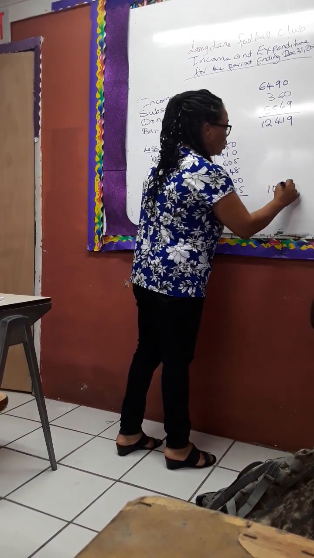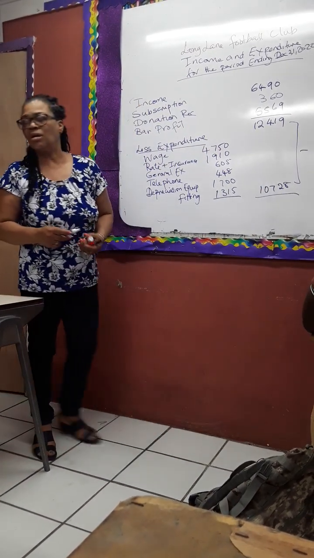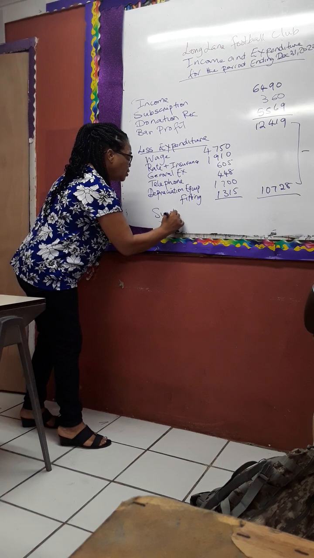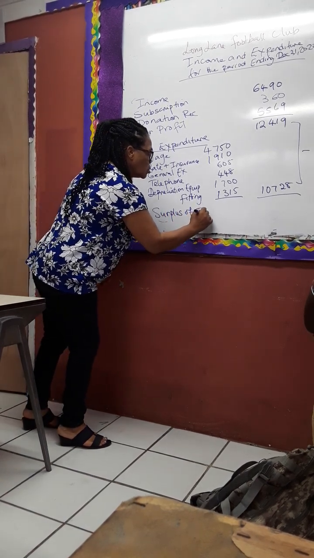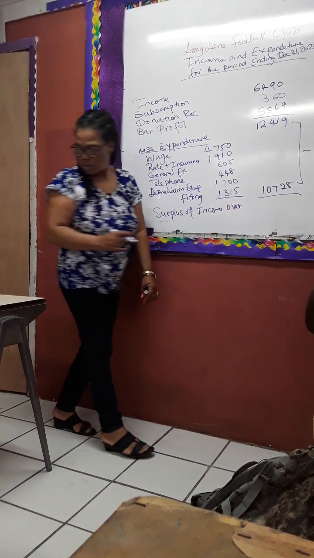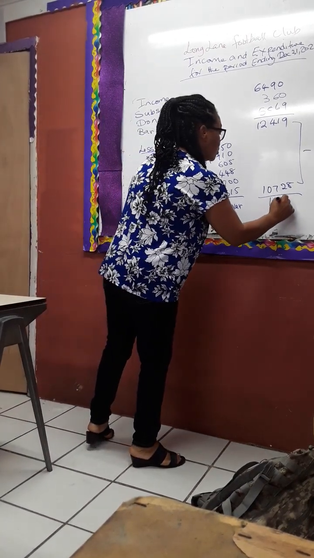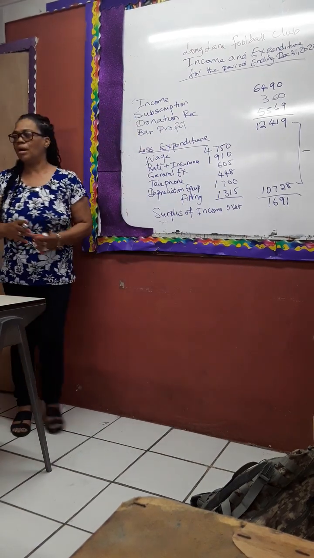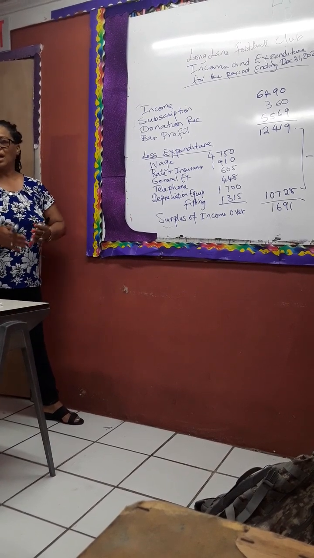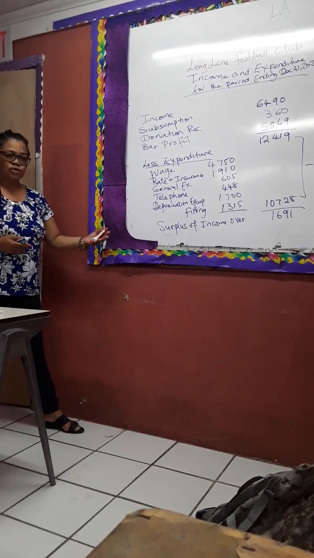10,728. And I'm going to subtract that from my income, and the difference is going to be my surplus of income over expenditure, 1,690. That's my surplus of income over expenditure. My bar trading account and my income and expenditure account would have been completed. You would have gotten full score by simply doing it.